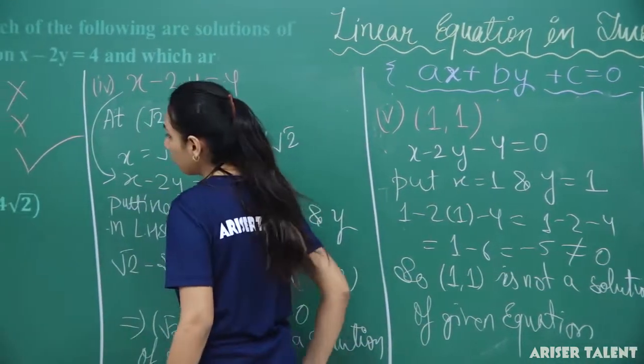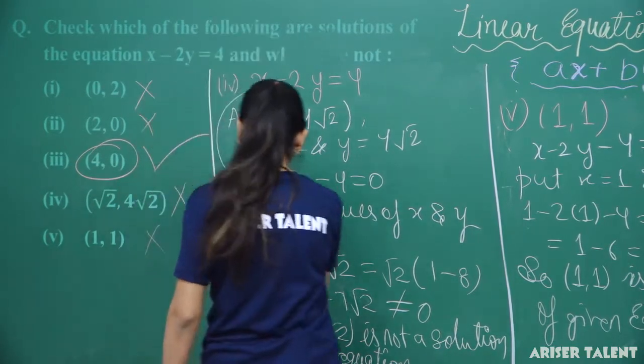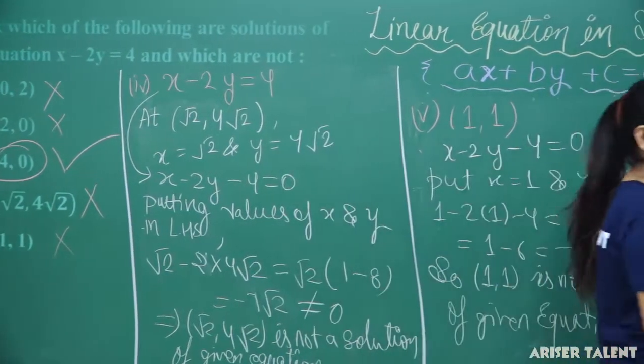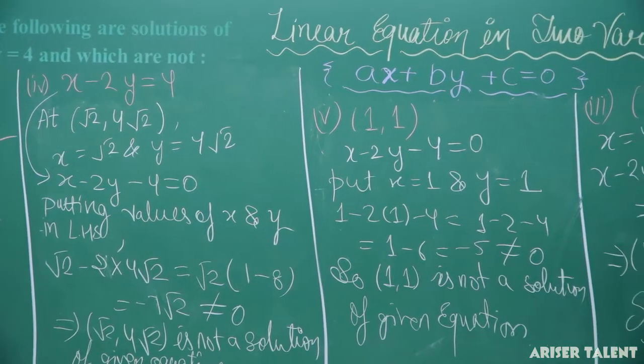So here I can conclude that not this, not this, but only 4 comma 0 is a solution of the given equation. Okay.